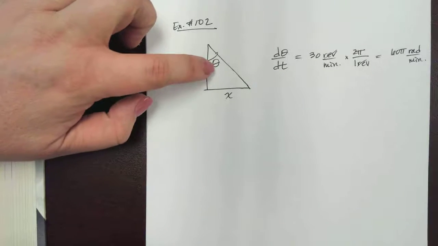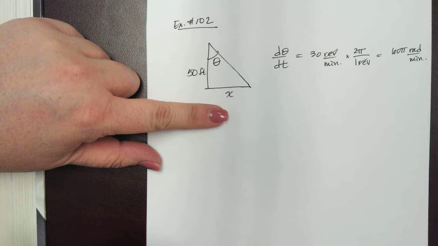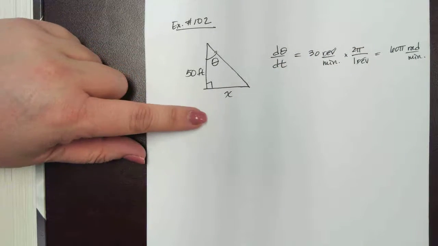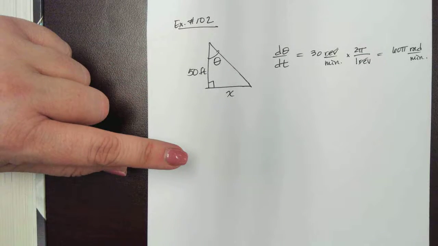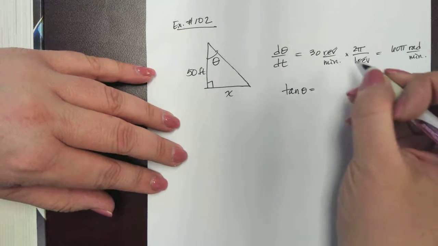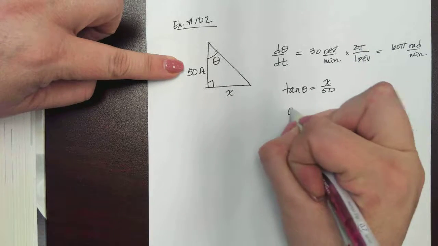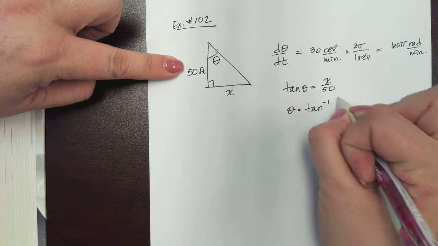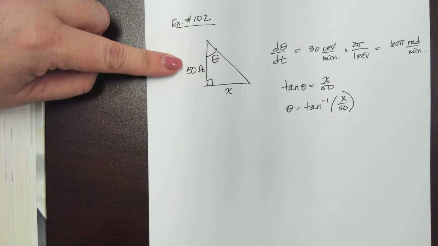Okay, if I had a value here, and I asked you to find what theta was, what would you do? Here's my right angle. I would use SOHCAHTOA, but inverse. Because tangent theta is equal to opposite over adjacent, or x over 50. So theta is inverse tangent of x over 50. Does that make sense?